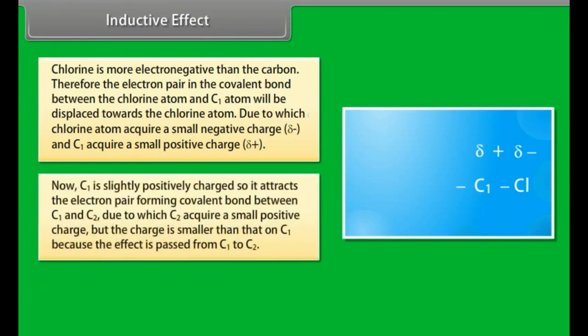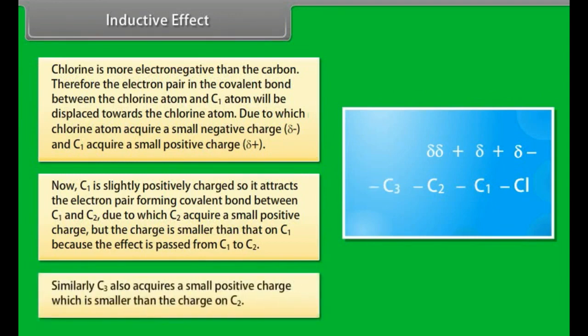Now C1 is slightly positively charged, so it attracts the electron pair, forming covalent bond between C1 and C2, due to which C2 acquires a small positive charge, but the charge is smaller than that on C1 because the effect is passed from C1 to C2.